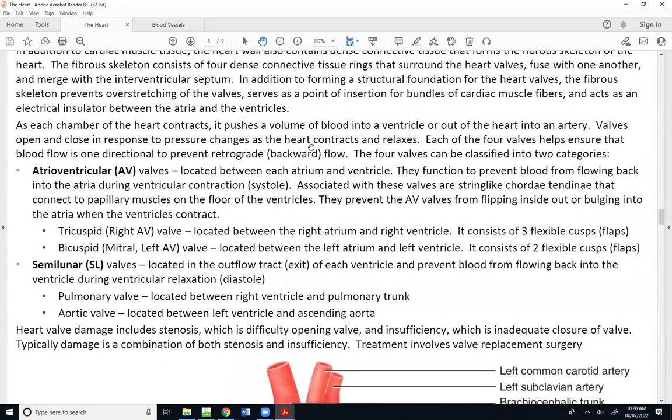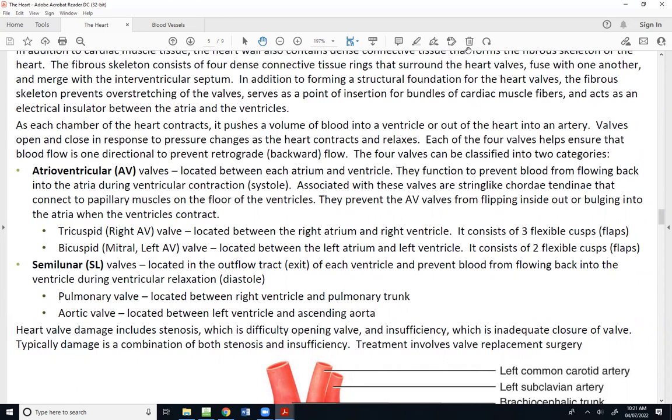Okay. Now, in addition to forming a structural foundation for those heart valves, the skeleton prevents overstretching of those valves, serves as a point of insertion for the bundles of cardiac muscle fibers, and acts as an electrical insulator between the atria and the ventricle. So it enables the atria to contract and prevents the ventricles from contracting at the same time, which is very, very important. So that blood is always going forward.